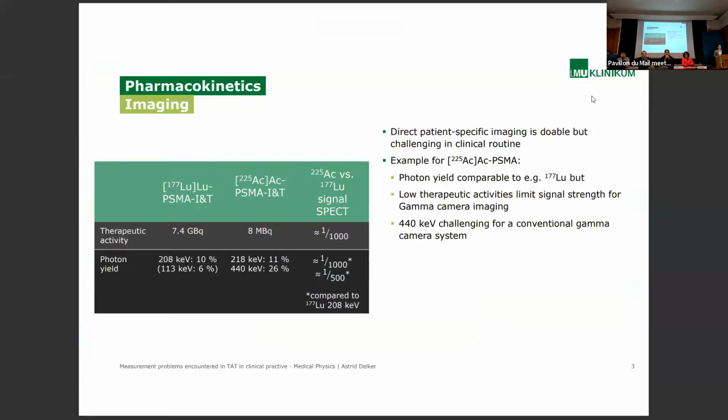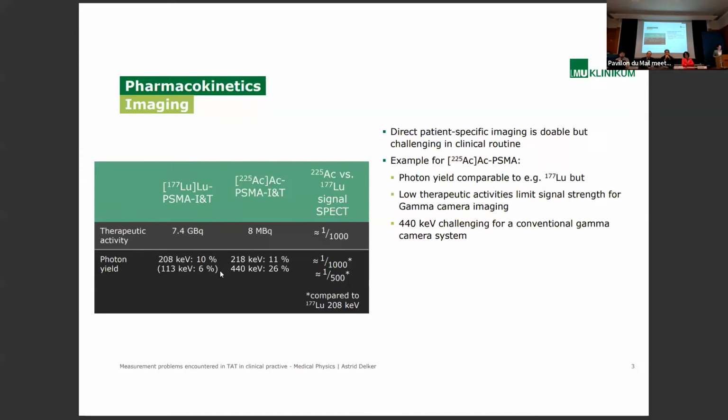So normally when we want to measure the patient-specific pharmacokinetics in clinical routine, we do gamma camera examinations at multiple time points. However, as we have heard already, for actinium PSMA, the situation is quite challenging because due to the high biological effectiveness of actinium-225, we use a very low therapeutic amount, which is in the order of 8 megabecquerel. In comparison, for lutetium PSMA treatment, we use a therapeutic activity of 7.4 gigabecquerel. So this is 1,000 times higher activity.